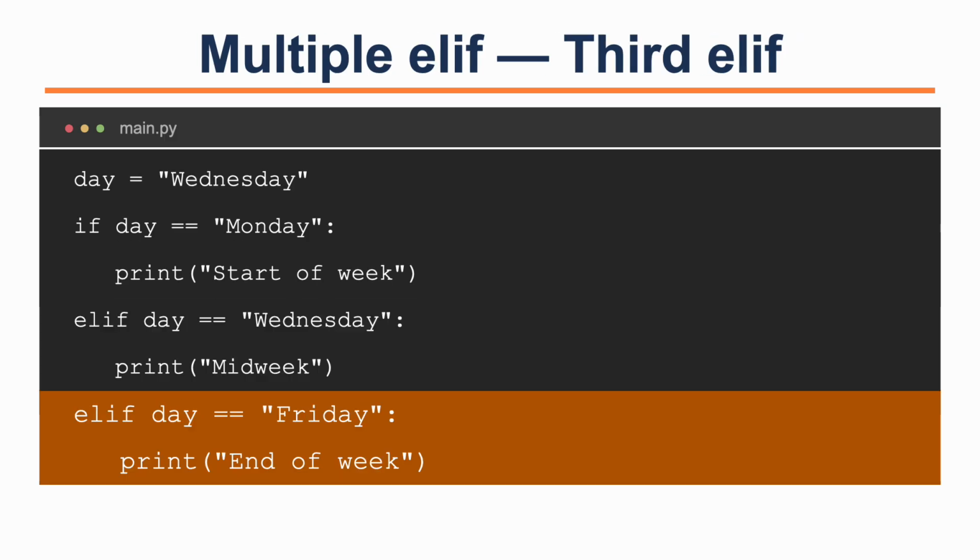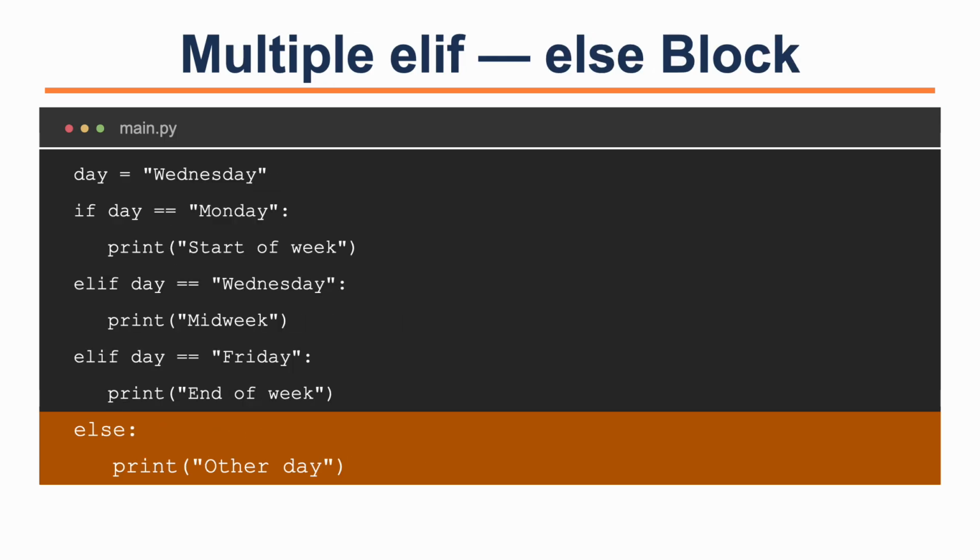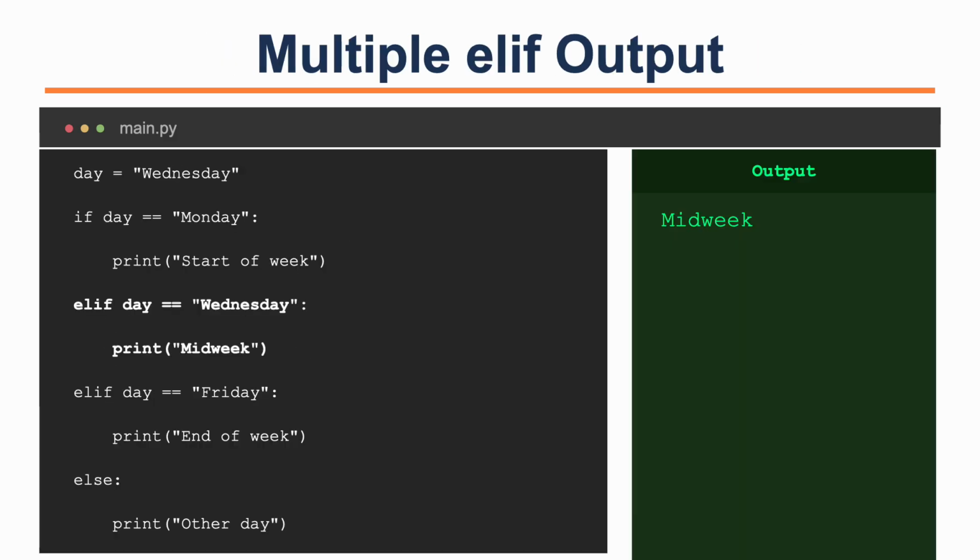The third else if checks whether day equals Friday. Python never reaches this line because the previous condition was already true. The else block closes the day classifier. It catches any day that did not match the previous conditions. Here it prints other day for any value that was not Monday, Wednesday, or Friday. The complete day classifier is ready. Here day is Wednesday. The if condition fails. The else if condition for Wednesday passes. Python prints midweek and exits the structure immediately.